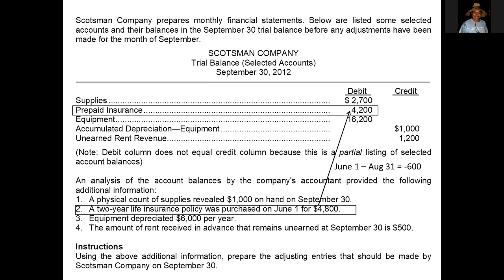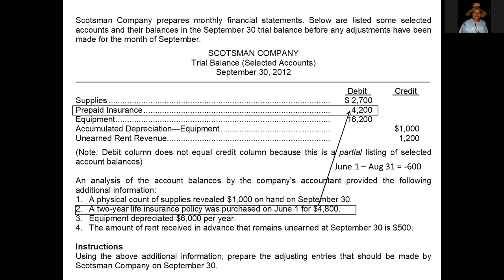Now, how do I know that? Well, because when you recorded the $4,800 on June 1, and then you looked at the balance at the end of September 30th, there was only $4,200. That means that $600 of the $4,800 expired.